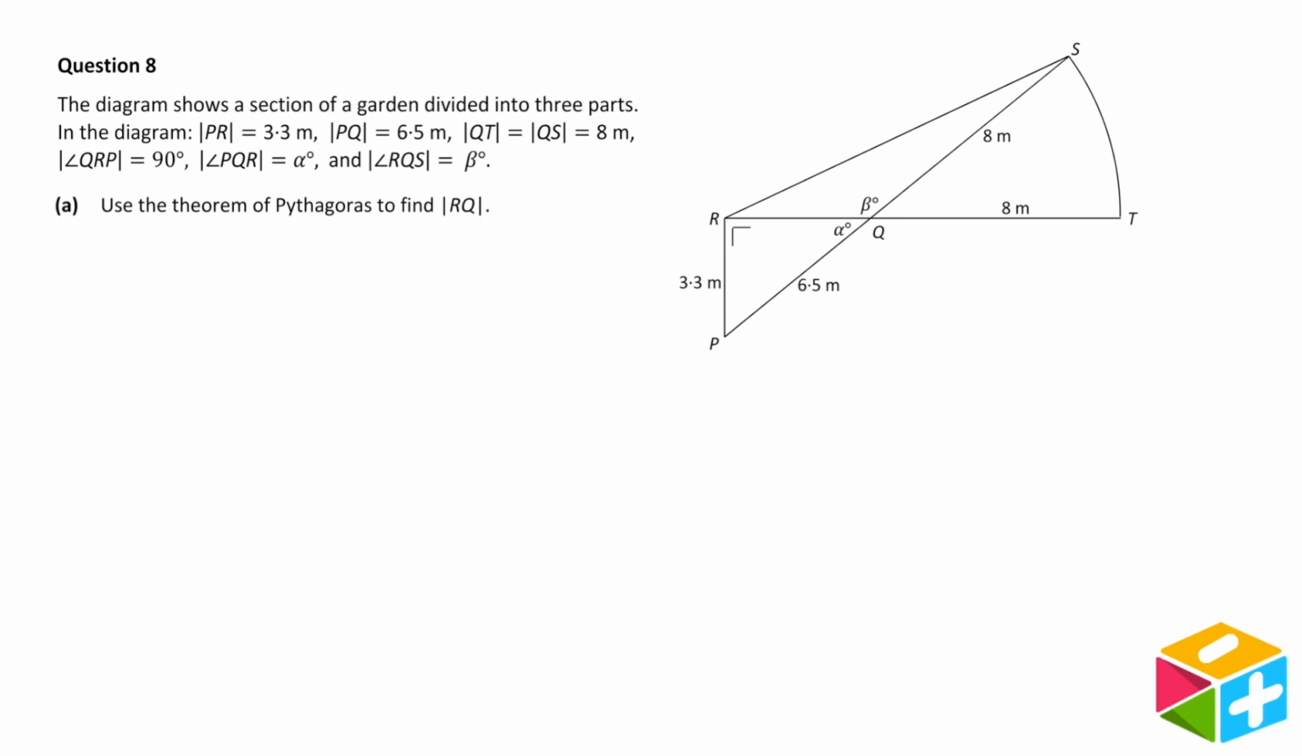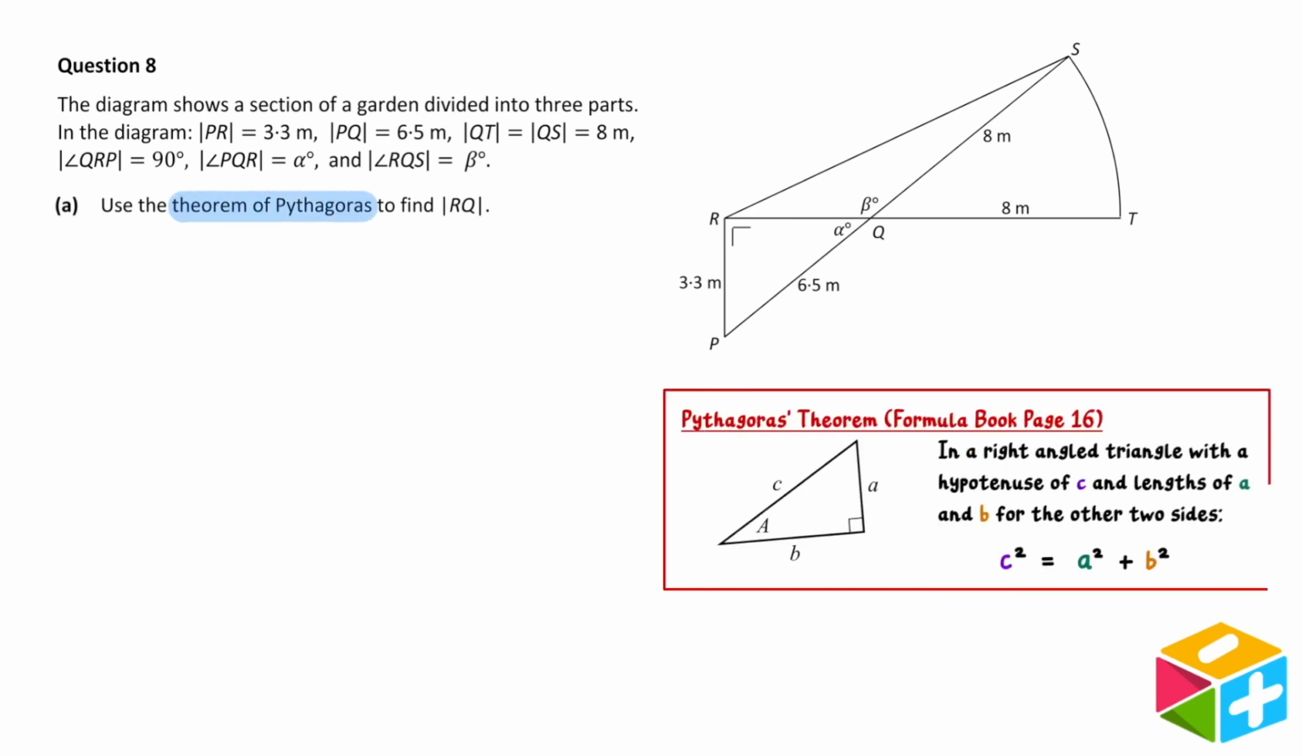In this question, we are prompted to use the theorem of Pythagoras. This can be found on page 16 of our formula book. It states that in a right-angled triangle with a hypotenuse of C and lengths of A and B for the other two sides, we'll have C squared equal to A squared plus B squared. Here, the word hypotenuse refers to the side which is opposite the right angle. We need to find the length of the line R to Q.